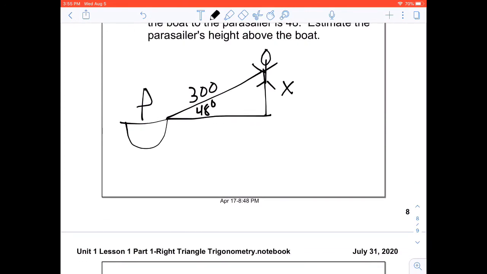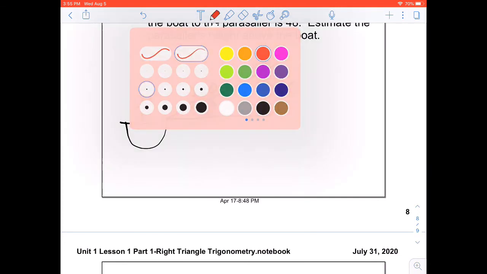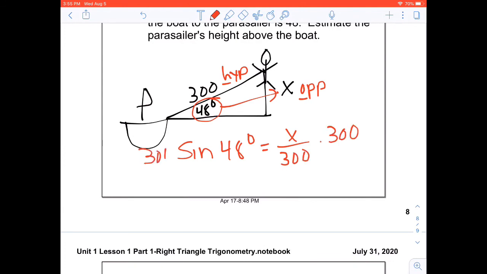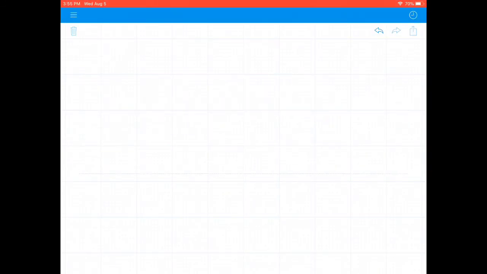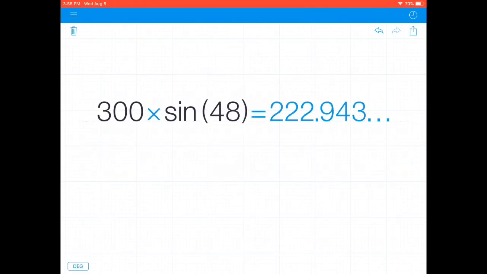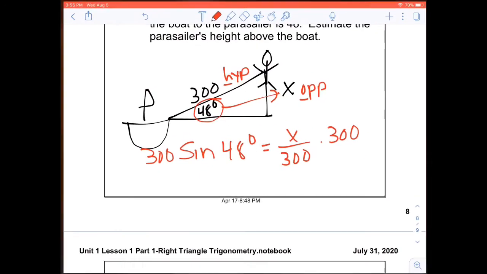So again, I use my template. I say to myself, if I look at 48 degrees, x is an opposite value, and 300 is a hypotenuse value. So what uses opposite over hypotenuse? The sine. So the sine of 48 degrees is x over 300. We're going to multiply both sides by 300. So we want 300 sine of 48. And the height of the parasailer is just about 223 feet.